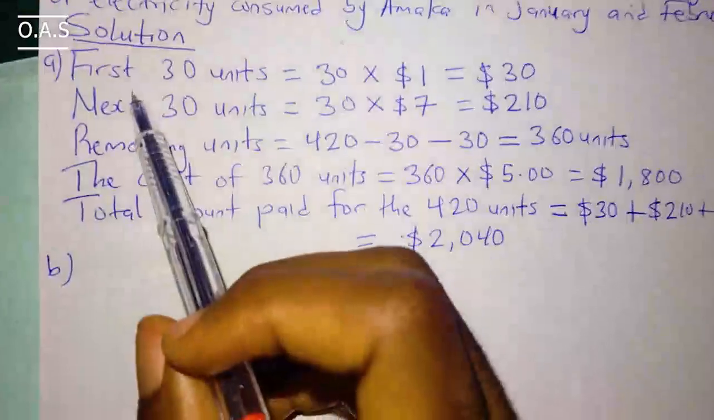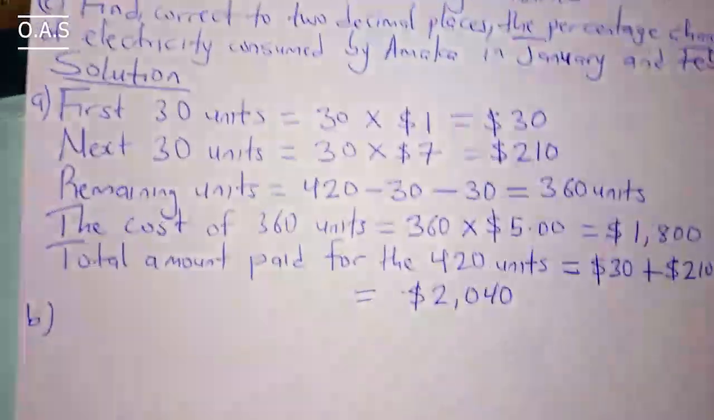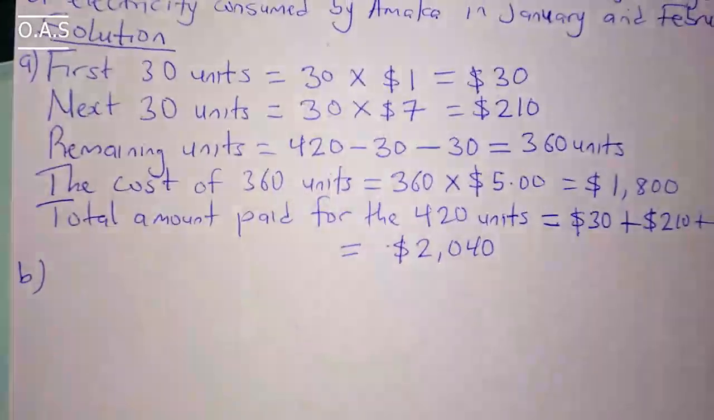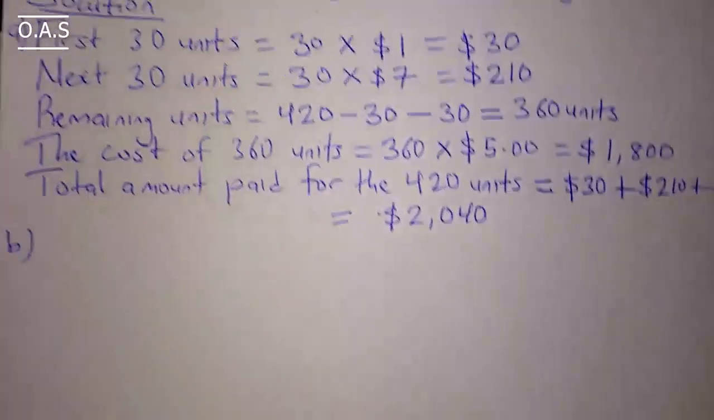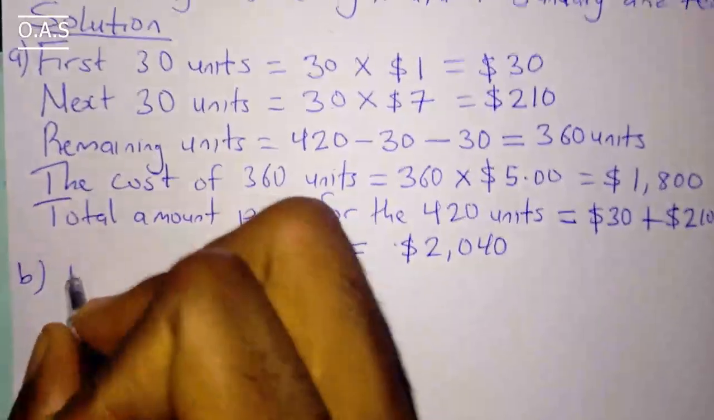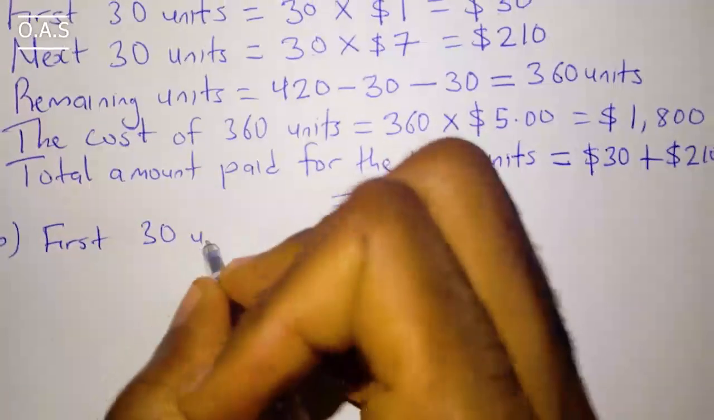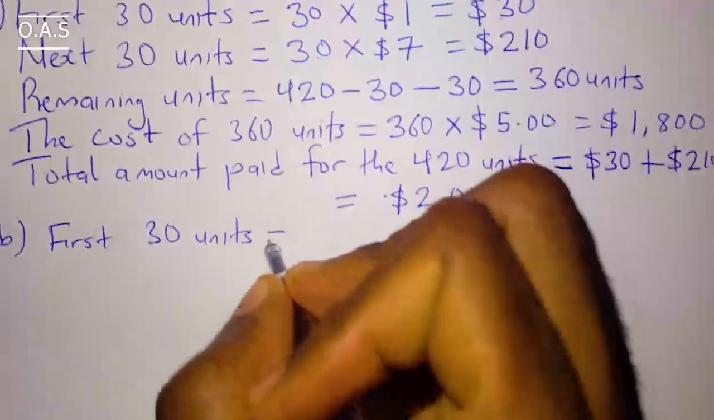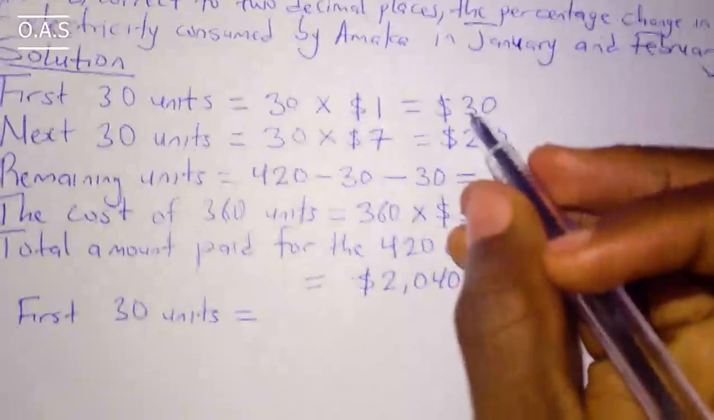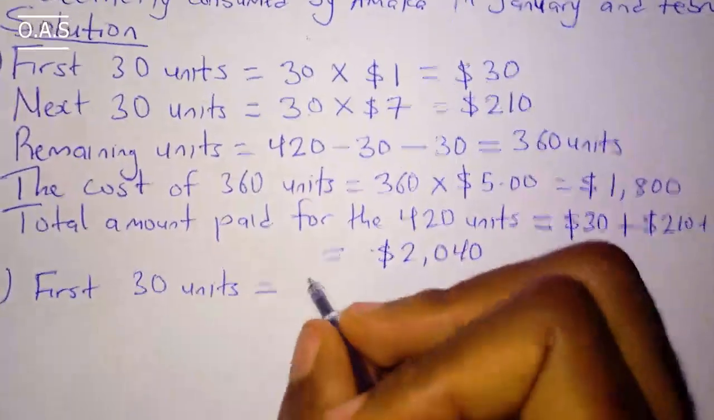Now, remember, we've already mentioned that regardless of the number of units Amaka consumed in the month, the first 30 units will still be charged at $30. I think we did that here. So, $30.